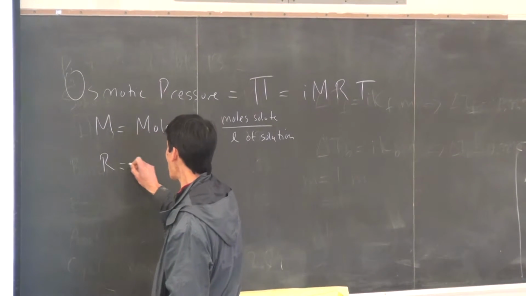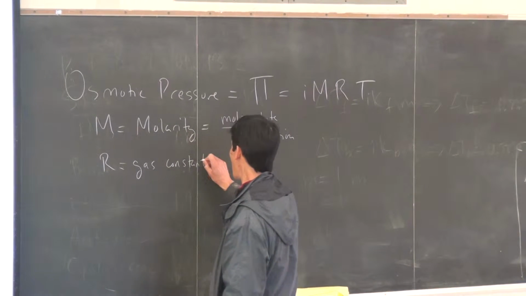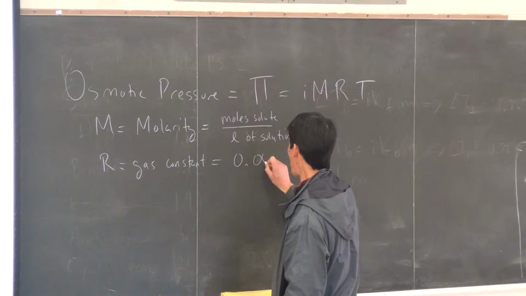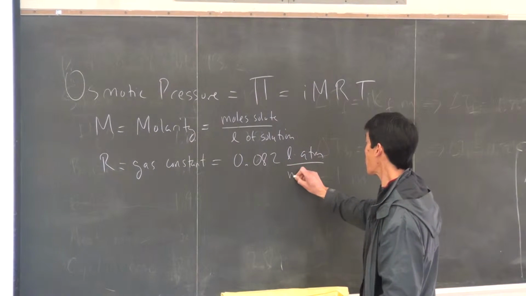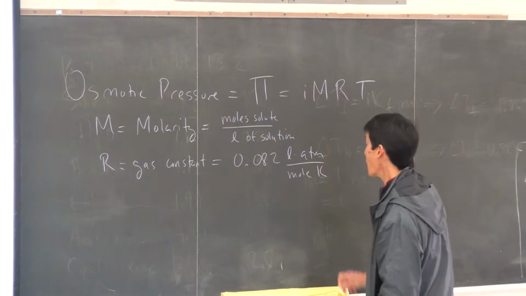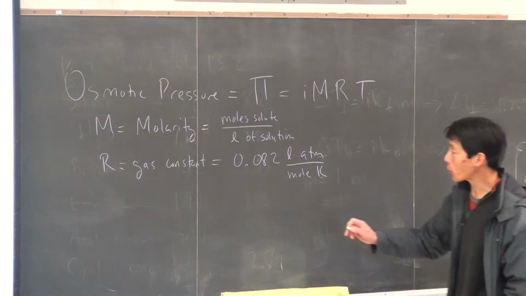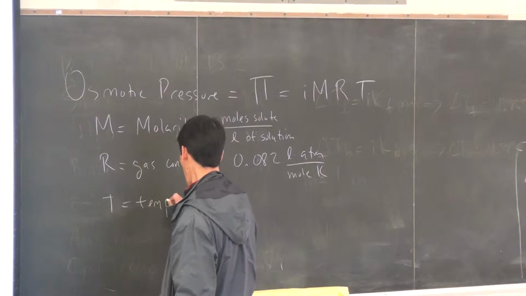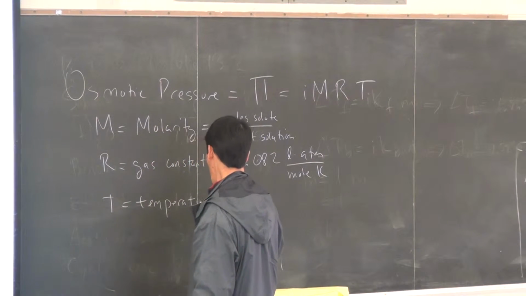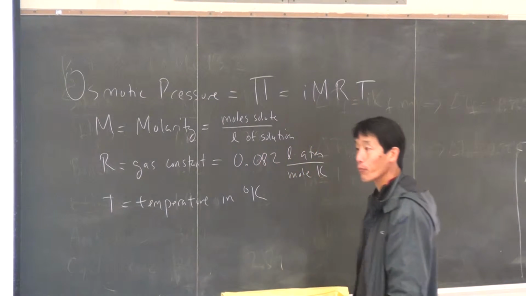R is the gas constant, which is 0.082 liter atmospheres per mole degree. This is the same gas constant as in the ideal gas equation, Chem 1A. And then T is the temperature, in degrees Kelvin.